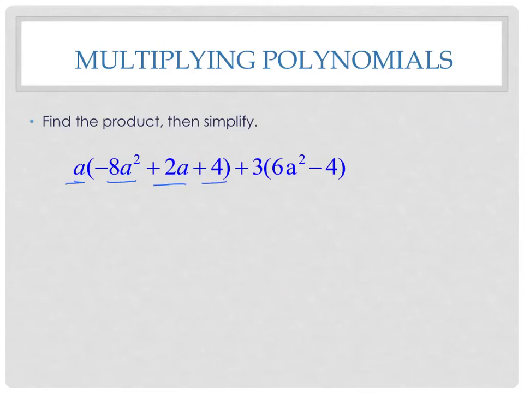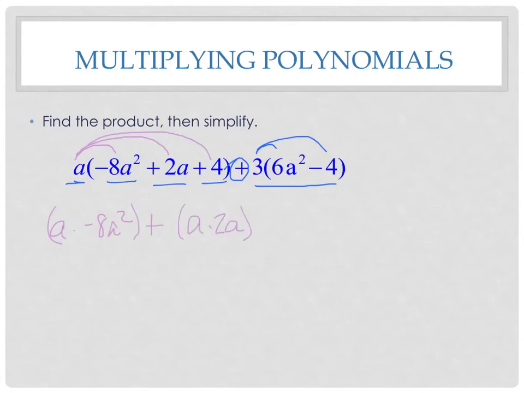I'm going to distribute this a over the trinomial and then add it to this particular expression where I'm going to distribute the 3 over that binomial. So here we go. In looking at this, I'm going to distribute the a over the negative 8a squared, a over the 2a, and a over the 4. So that's going to be a times negative 8a squared plus a times 2a plus a times 4.